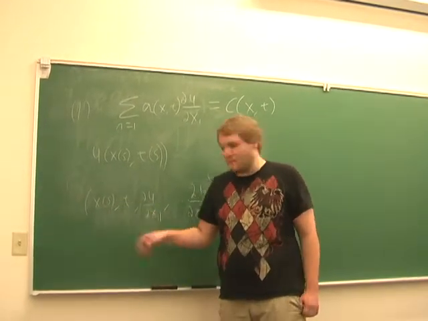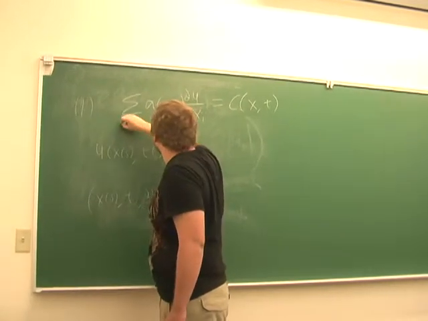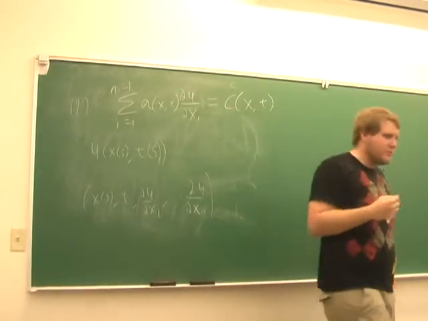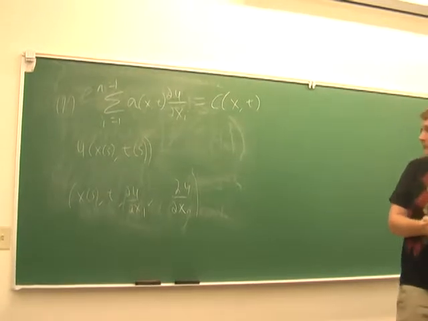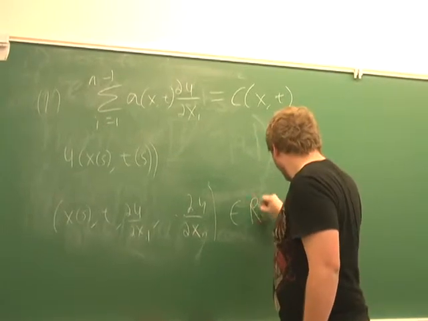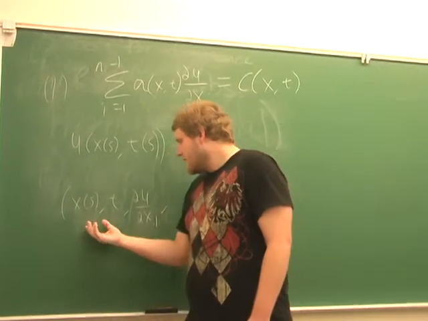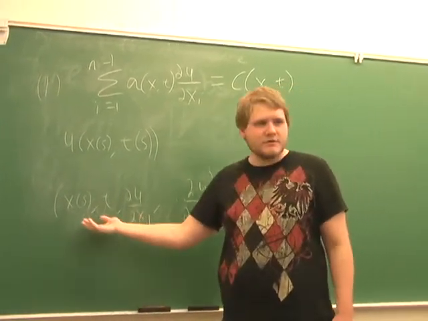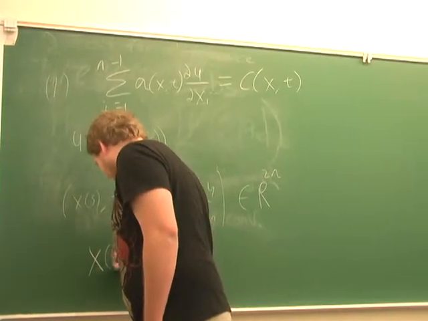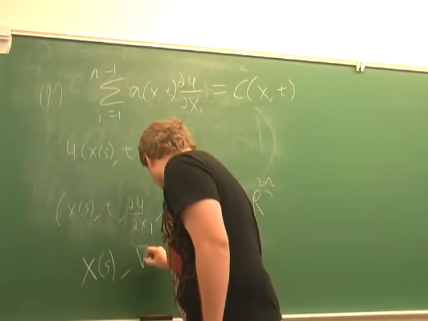If we have n minus 1 independent variables, spatial variables, and we have time being one variable, then this graph lives in R^2n. What it looks like is the graph of the gradient of this function with the independent variable. So another way of writing it is just saying x, counting the t as part of this vector, and then the gradient of u.